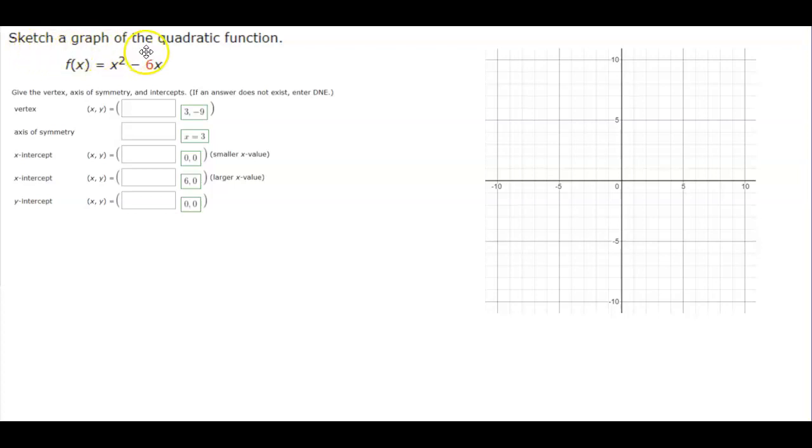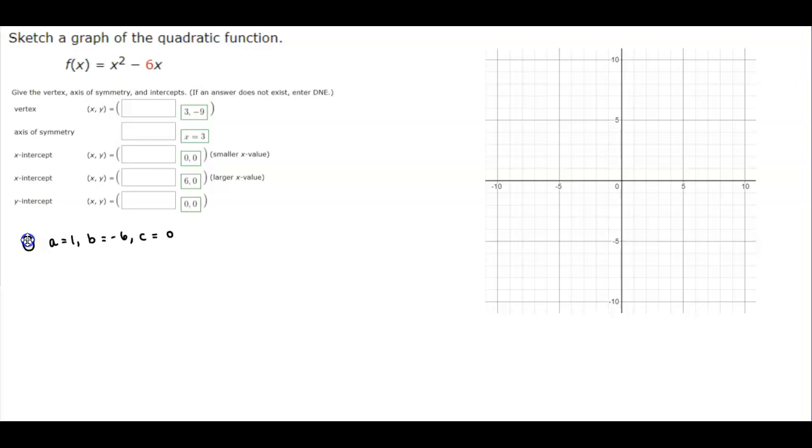Okay, here we want to sketch a graph of the quadratic function f of x is equal to x squared minus 6x. So the first thing we want to do is determine what the vertex of this is. If we want to find the vertex, we can determine that a is equal to 1, b is equal to negative 6, and c is equal to 0.